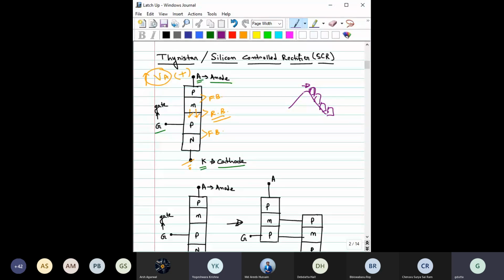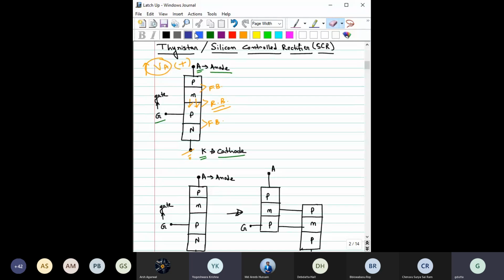Once this avalanche has started, probably you could have reduced this VA. You no longer need any further force to continue that. By the way, this is not even ice actually. So you understood. So what is going to happen if you do not have here, say, even any gate voltage?